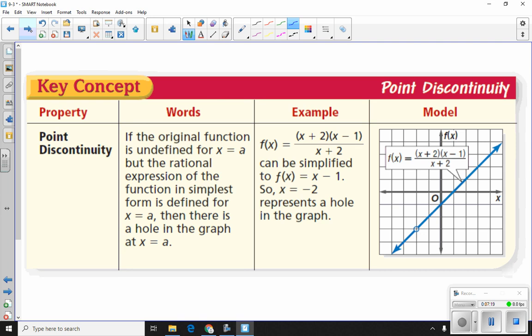Okay, so what's the other method? The other one is called a point of discontinuity. And if I just happen to have a rational expression where I have 2 values that will cancel each other out, then what this will end up equaling is an f of x or y equals x minus 1, whatever was left. So as you look at this as y equals x minus 1, that's a linear equation.